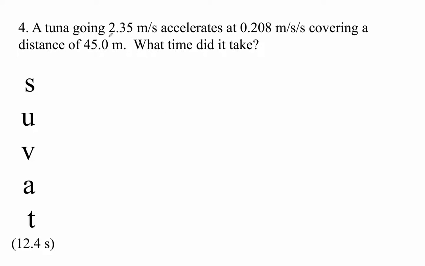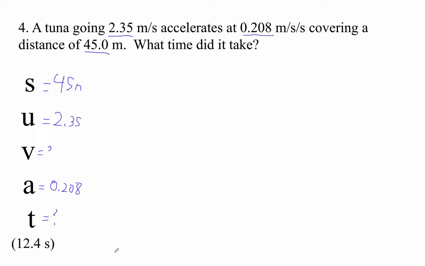A tuna going 2.35 meters per second accelerates at that rate, covering a distance of 45 meters. What time did it take? So let's see, this is 45 meters. The initial velocity is 2.35. Final velocity, we don't know, right? Acceleration is 0.208, and we want to find the time, right?